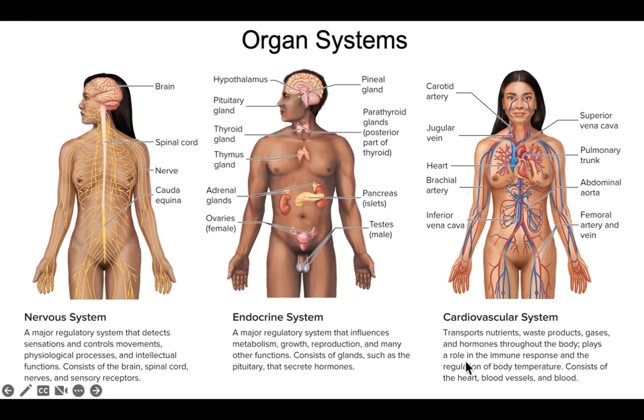So transportation is the key word. If you see that word transportation, you're probably studying the cardiovascular system. It's how things get from point A to point B in the human body. So how do we get nutrients throughout the body? How do we remove waste? How do we get gases? So how do we get the oxygen from your lungs to cells of the body? And then also, how do we transport our immune system?